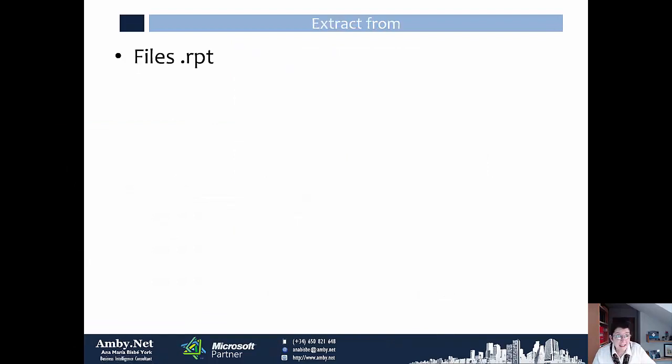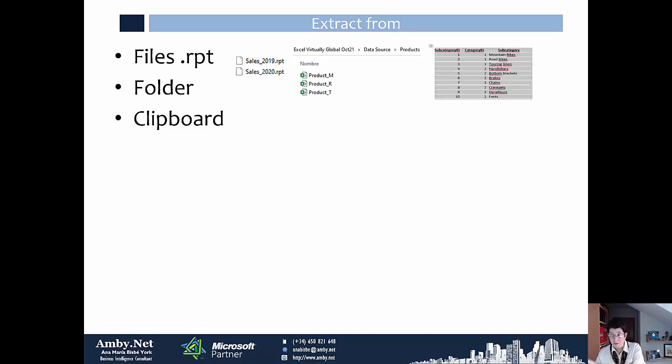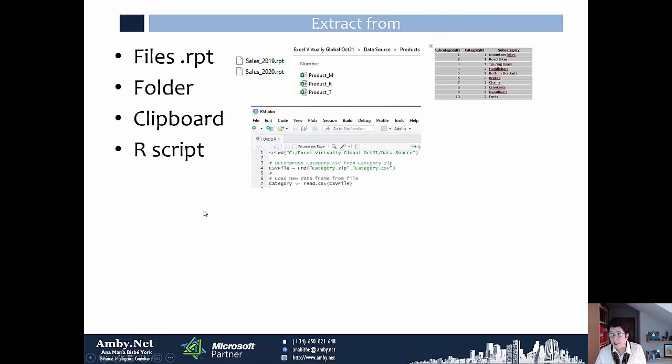We extracted data from .rpt files. We extracted from a folder all the products. From the clipboard, we copied and pasted the information about the subcategories. From an R script, we took the information from categories that were compressed in one zip file. This is my R code.